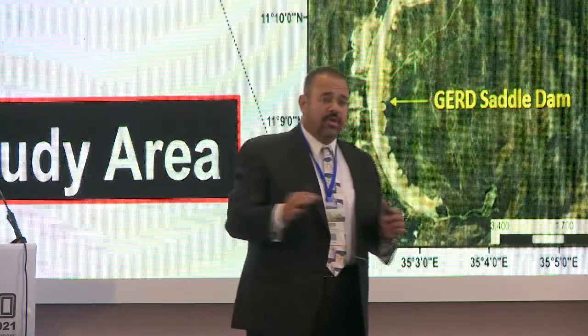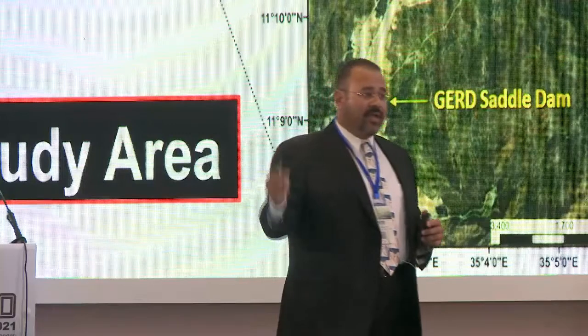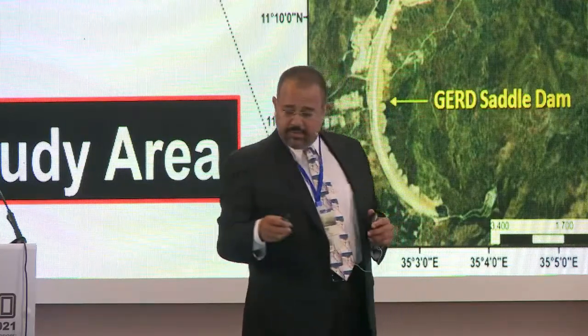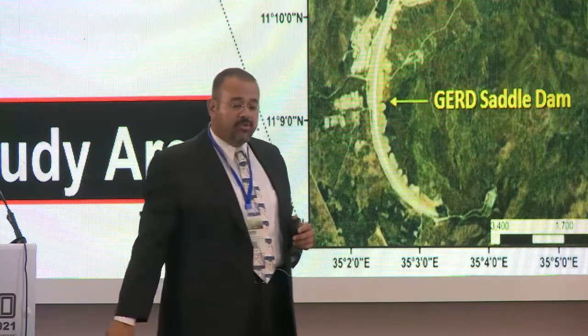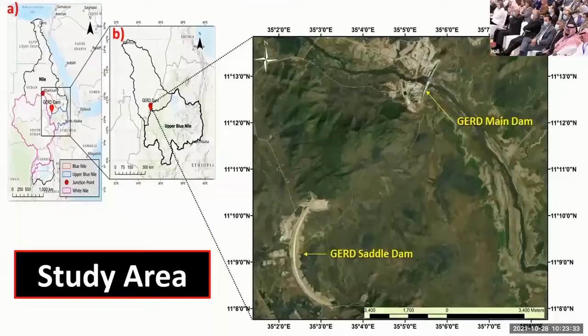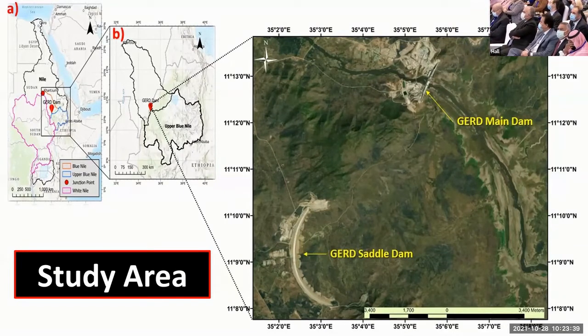And these two structures together allow us to have the claimed capacity of water, which is 75 billion cubic meters of water. But currently, if the saddle dam structure doesn't exist, the capacity of the water behind the main dam will not exceed 18.5 billion cubic meters.